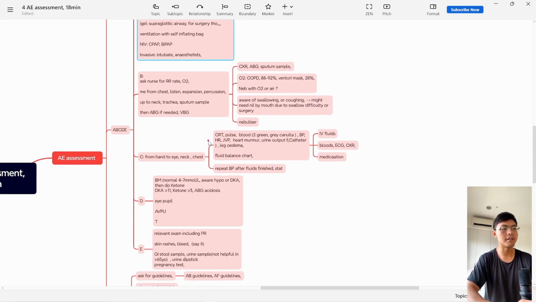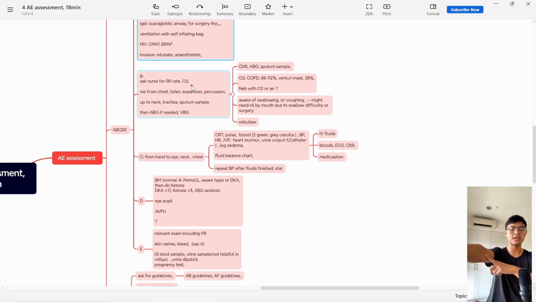B is breathing, right? You ask the nurse to do respiratory rate and oxygen saturation, and you go from chest upwards to neck, and then down for ABG. But first of all, you do chest expansion, listen to the chest, percuss it, and then go on to the neck, check whether the trachea is central or not, and then going up, sputum samples if needed, and then going down, ABG if you want to do ABG. If you don't think that's really relevant, then you can wait for bloods.